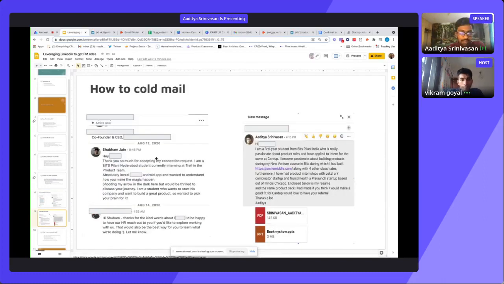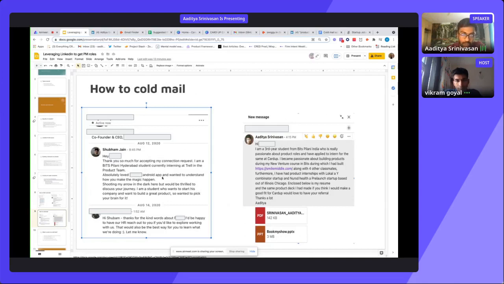This is an example of my friend who reached out to a particular company for a mentorship role, but because of his way of writing a good cold mail, he ended up even getting an opportunity in that role. You see that first he thanks the person for accepting the connection request and gives a basic introduction of himself. Currently, he's working at this particular company.